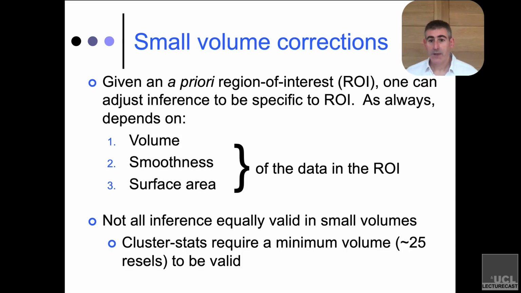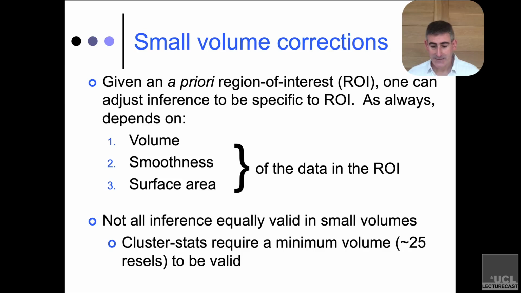The other thing to bear in mind is that not all inferences are equally valid in a small volume correction. So you can still apply Gaussian random field theory, and Gaussian random field theory that's used for voxel-wise corrections is fine within a small volume correction. Cluster thresholding depends really critically on having a good empirical distribution of the noise, so you can compare the size of the activations against the noise.